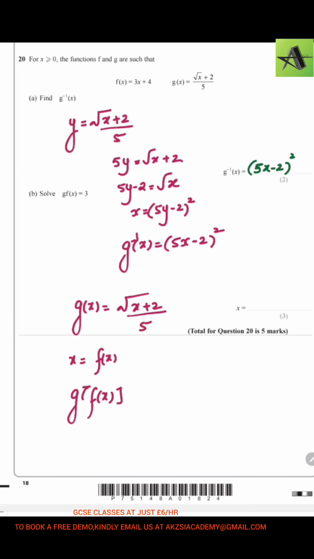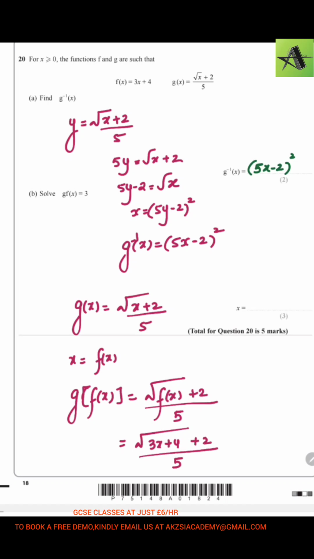And on the right hand side, I'll do the same. Wherever I can see x, I have to replace it with f of x. So it's going to be root of f of x plus 2 over 5. Then we cannot leave our answer in terms of f of x. It has to be x. So this is the time to sub in the value of f of x, which is 3x plus 4. So finally, this is going to be root of 3x plus 4 plus 2 over 5.